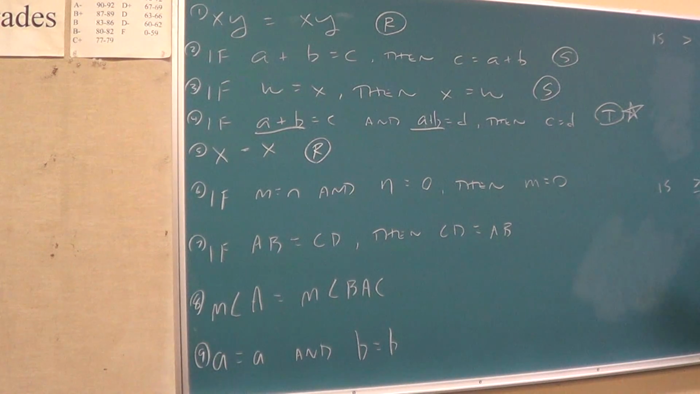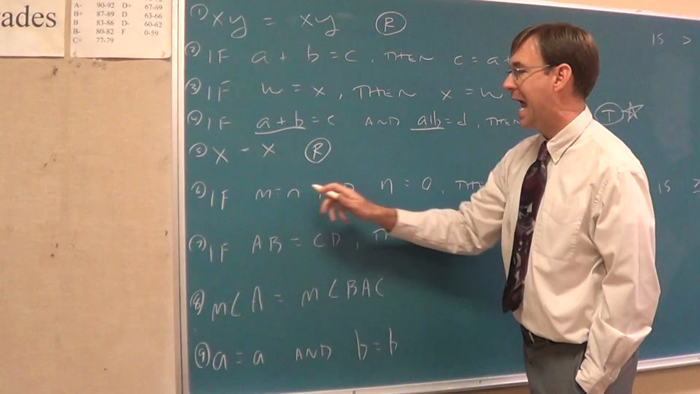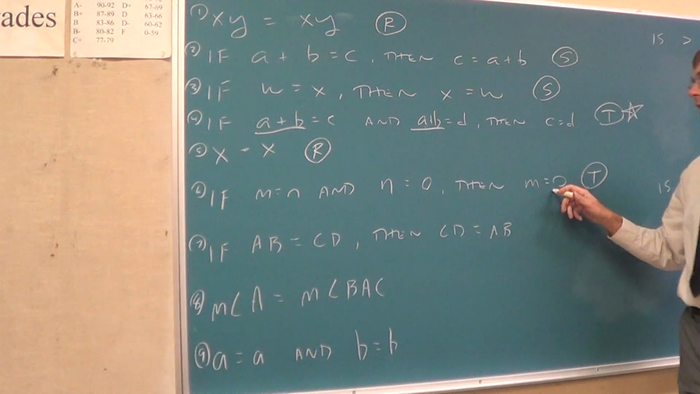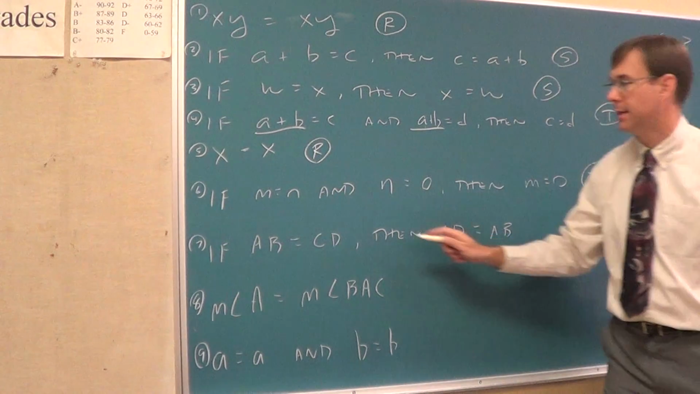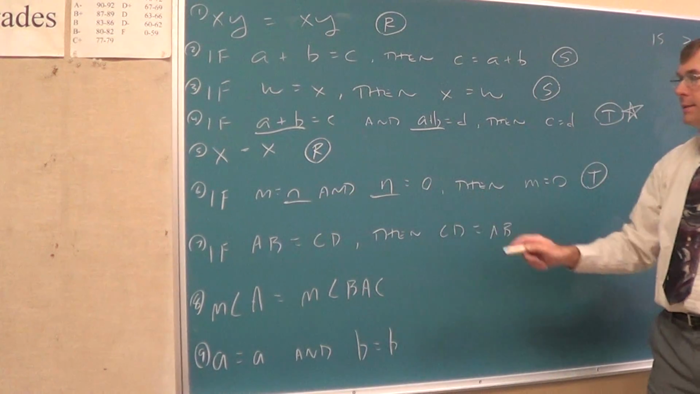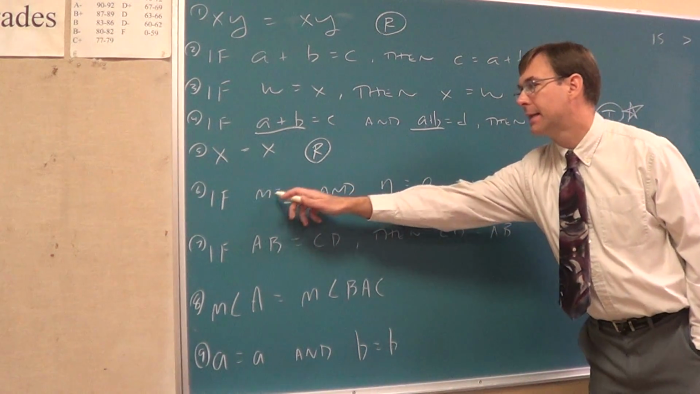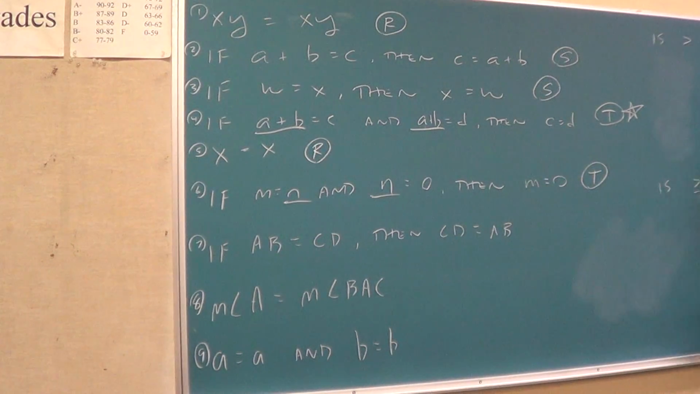Reflexive. Where are you for reflexive? So 6 is not reflexive. 6 is transitive. Transitive will always go if this and that, then this. And we have to get some repeats in there. So N is in here twice. And the N links together the M and the O for us. That's going to be transitive.